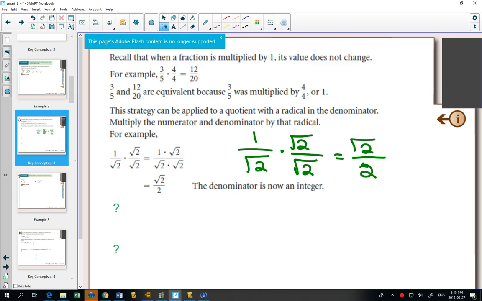You had to do multiplying by 1 with fractions. If you wanted a common denominator, sometimes you have to change the fraction. Here it has 3/5. 3/5 is the same as 12/20. It just looks different. The numbers are different, but the value is the same. Root 2 over 2 is the same as 1 over root 2. It just looks different.